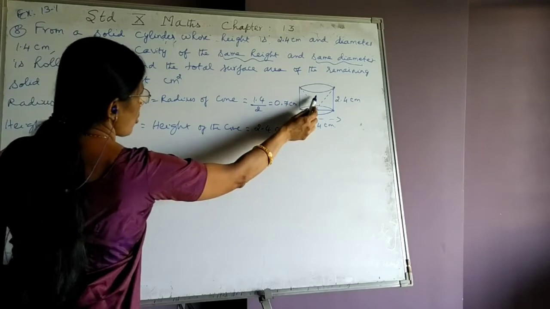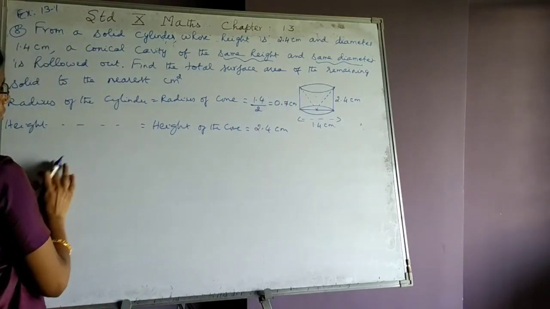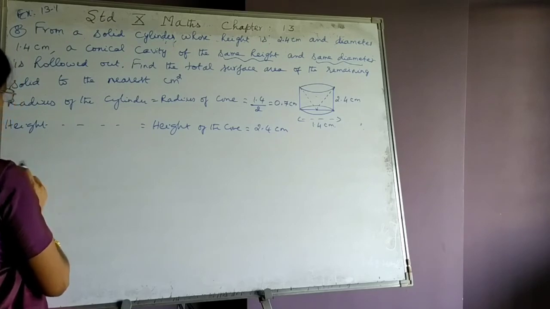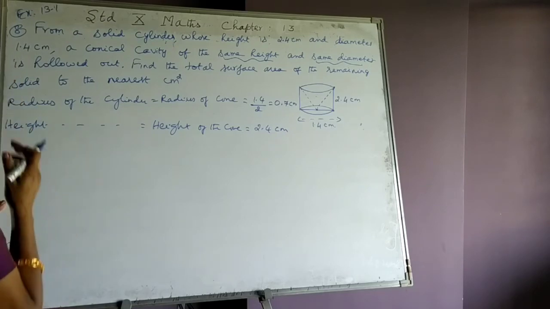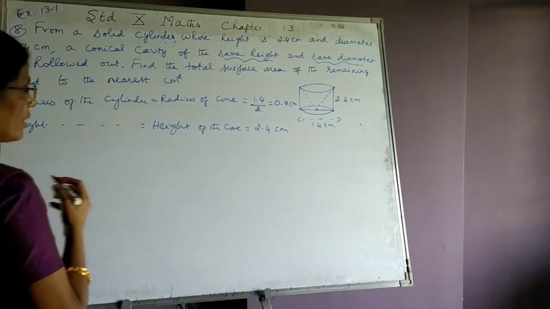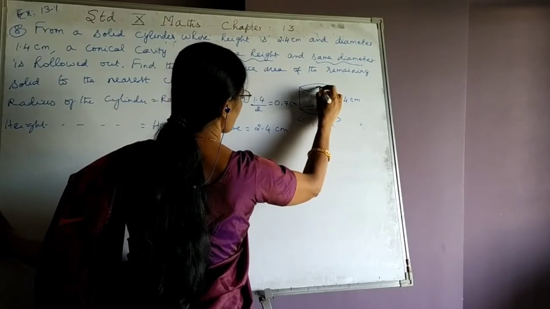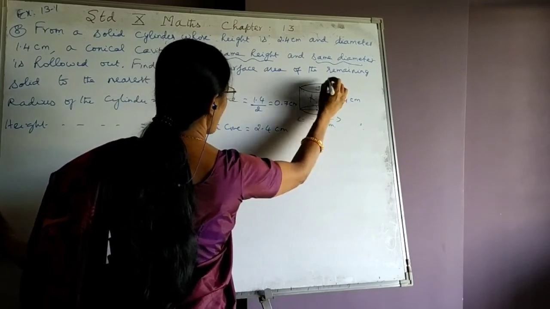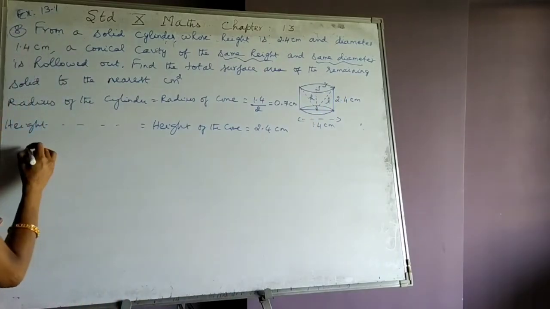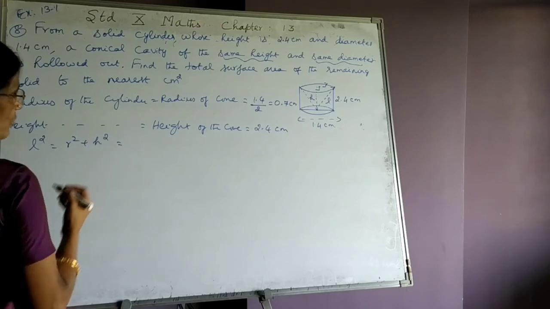Because there is a cone, we need slant height of the cone, but it's not given. So the very first step, we have to find out the slant height of the cone. We know the cone we are studying in this topic is a right circular cone. The angle between the radius and the height is 90 degree, right? Therefore, we know this is L, this is H, and this is R, and we know the relation between these three, which is L square equal to R square plus H square.